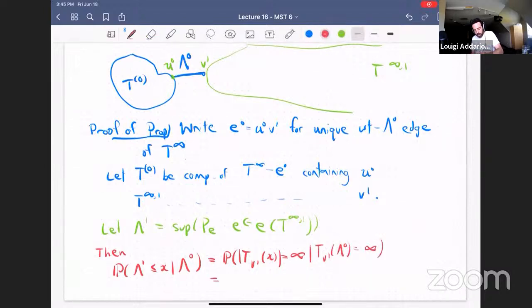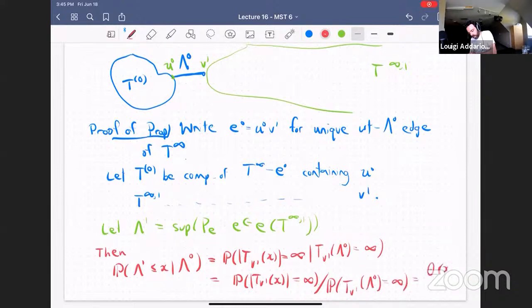Because these events are nested, if it percolates at the smaller value, it also percolates at the bigger value. That is just the ratio of the two probabilities: the probability that it percolates at parameter X divided by the probability that it percolates at parameter lambda naught. And that's theta X divided by theta lambda naught.